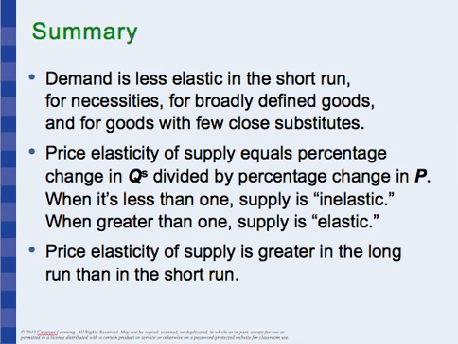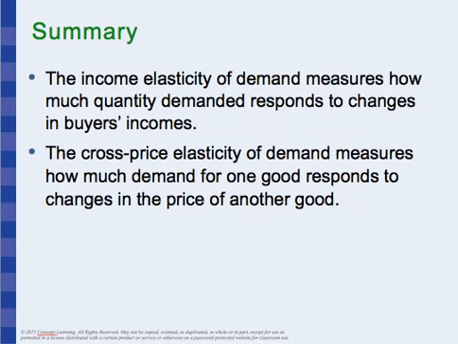Price elasticity of supply equals percentage change in quantity supplied divided by the percentage change in price. When it's less than 1, supply is inelastic. When it's greater than 1, supply is elastic. Price elasticity of supply is greater in the long run than in the short run. The income elasticity of demand measures how much quantity demanded responds to changes in buyers' income. The cross-price elasticity of demand measures how much demand for one good responds to changes in another good.